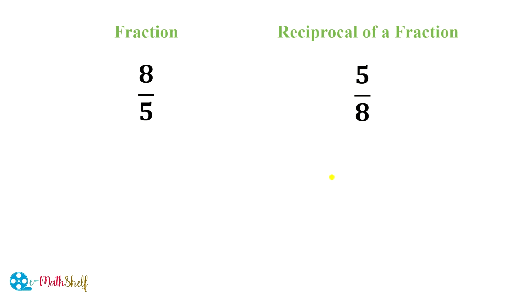Let us take another example. Let's take the fraction 1 upon 4. What will be the reciprocal of this fraction? It will be 4 upon 1. So we see that to find a reciprocal of a fraction, we need to simply invert the fraction or interchange the numerator and the denominator.